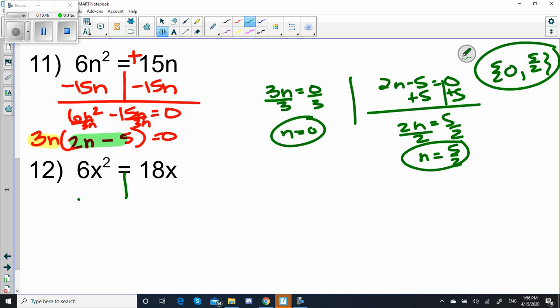Okay, so first thing I want to do is move this 18x over here. It's a positive since there's no sign, so I'm going to subtract 18x on both sides. That leaves me with 16x squared minus 18x equals 0.